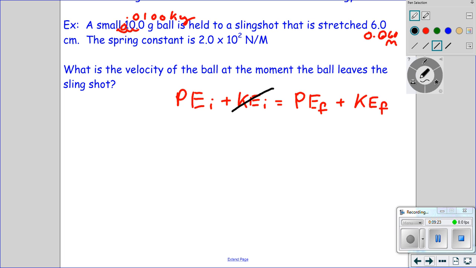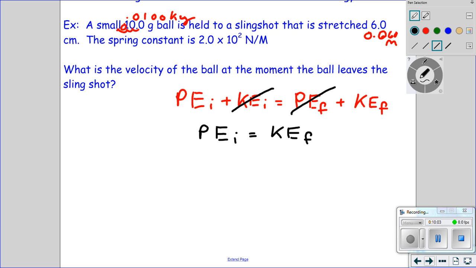As soon as the ball left the slingshot, all of the initial potential energy turned completely to final kinetic energy. No potential energy was left, so I can cancel out potential energy final. So I am left with PE initial equals KE final. So I'm dealing with an elastic potential energy because the ball is in a slingshot.